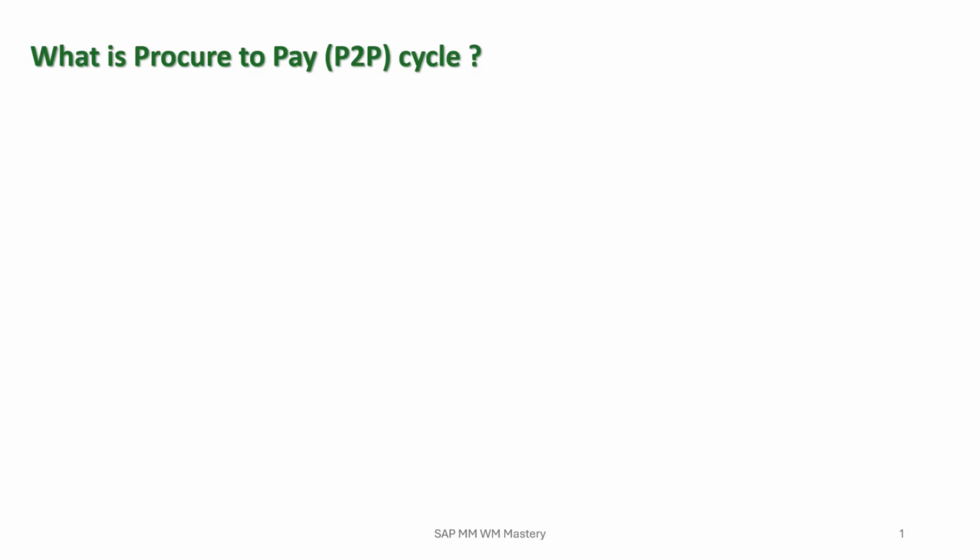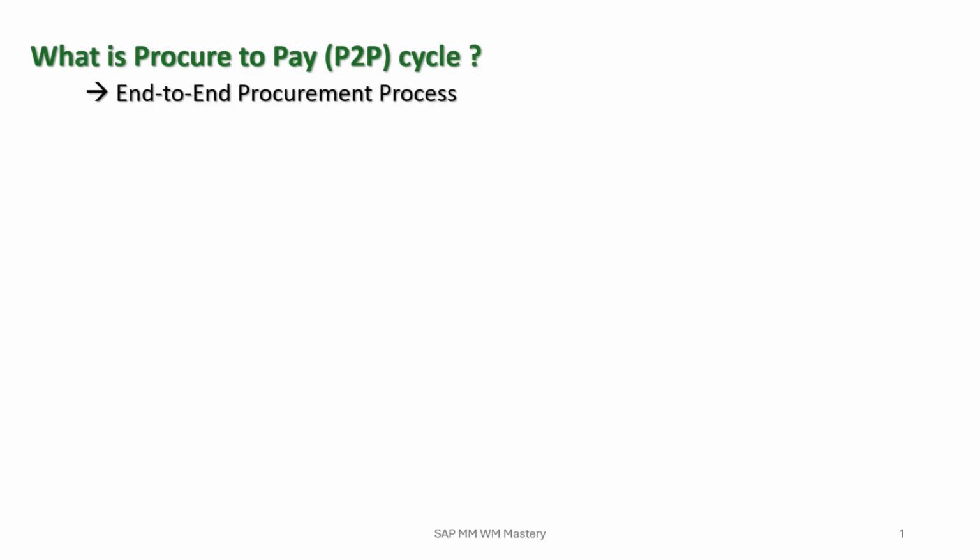In today's video, we will learn the Procure-to-Pay cycle, commonly known as P2P cycle in SAP S/4HANA. This video provides a clear end-to-end explanation of how procurement starts, how materials are received, and how vendor invoices are processed inside SAP. So let's see one by one.